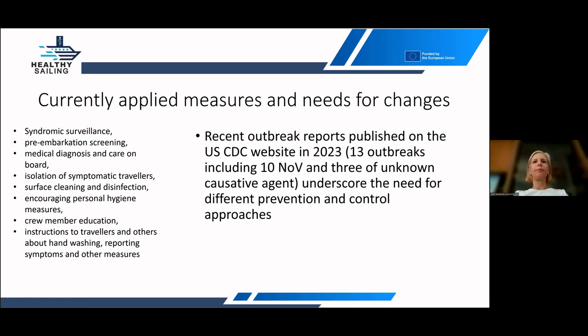This demonstrates that behavioral risk factors play an important role in the development of an outbreak. So the currently applied measures need to be reconsidered, considering also the recent outbreak reports published on the website of the US CDC Vessel Sanitation Program. If you check the online published outbreaks, for 2023 there are 13 outbreaks, including 10 norovirus and 3 of unknown causative agents. But of course, this may have changed because I checked some time ago. Maybe now all are reported as norovirus.